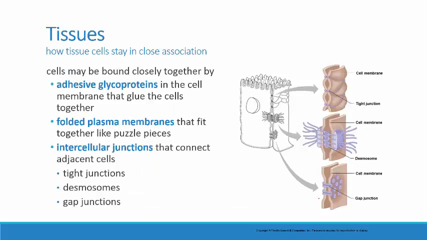So I mentioned that tissues are held in close association to each other, and there are 3 different ways that they can be held together. First, there are glycoproteins. Glyco meaning sugars, proteins, of course, meaning proteins. And they can be adhesive. These glycoproteins are adhesive, and so they act like a glue that can hold the membranes of 2 different cells together. So we have this glue, the adhesive glycoproteins.